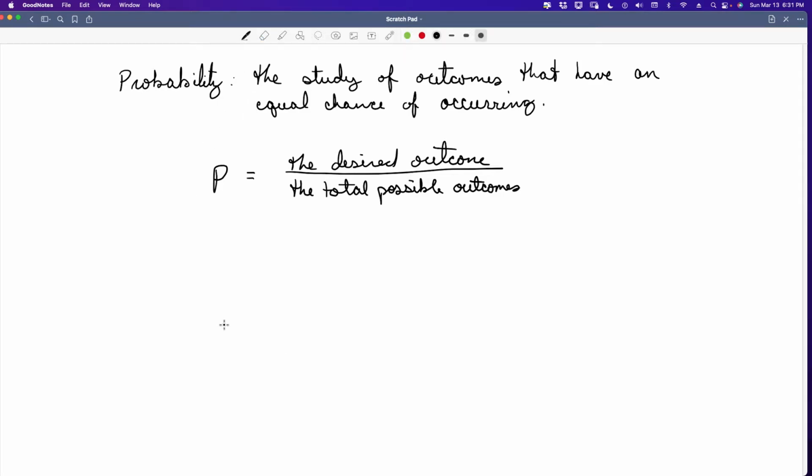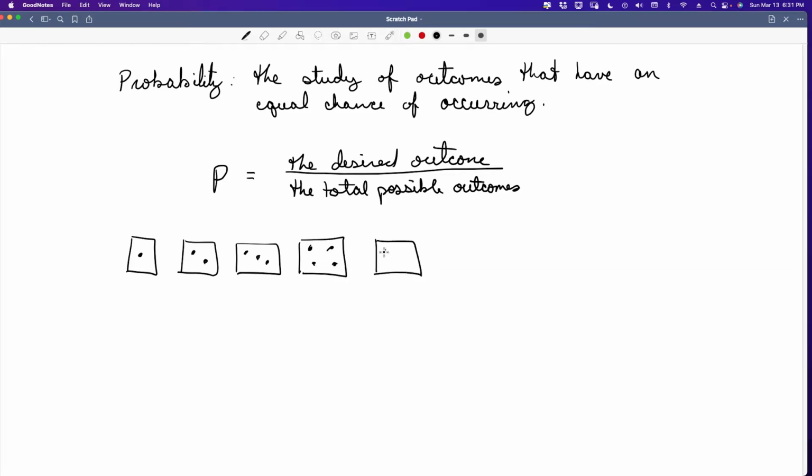A single die has 6 faces, right? So we have 1 dot, we have 2 dots, one side has 3 dots, one side is going to have 4 dots, the other side is going to have 5 dots, and then the final side has 6 dots, right? So those are all the sides on a little die, which is also a little cube.